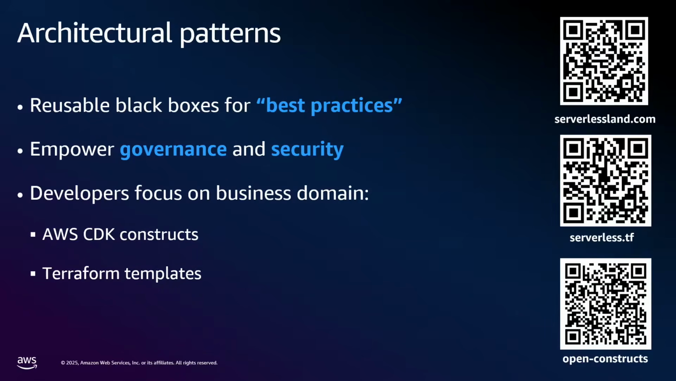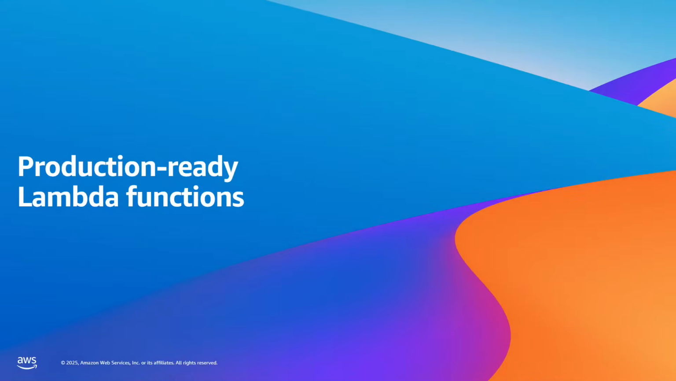And architectural patterns, well, these are reusable black boxes that are encapsulating these best practices. They are building blocks that help empower your builders, but also your governance and security teams. And you can find these in a bunch of different places: AWS CDK constructs, Terraform templates, or serverlesslam.com or serverless.tf. So that's how you make your serverless architecture production ready.